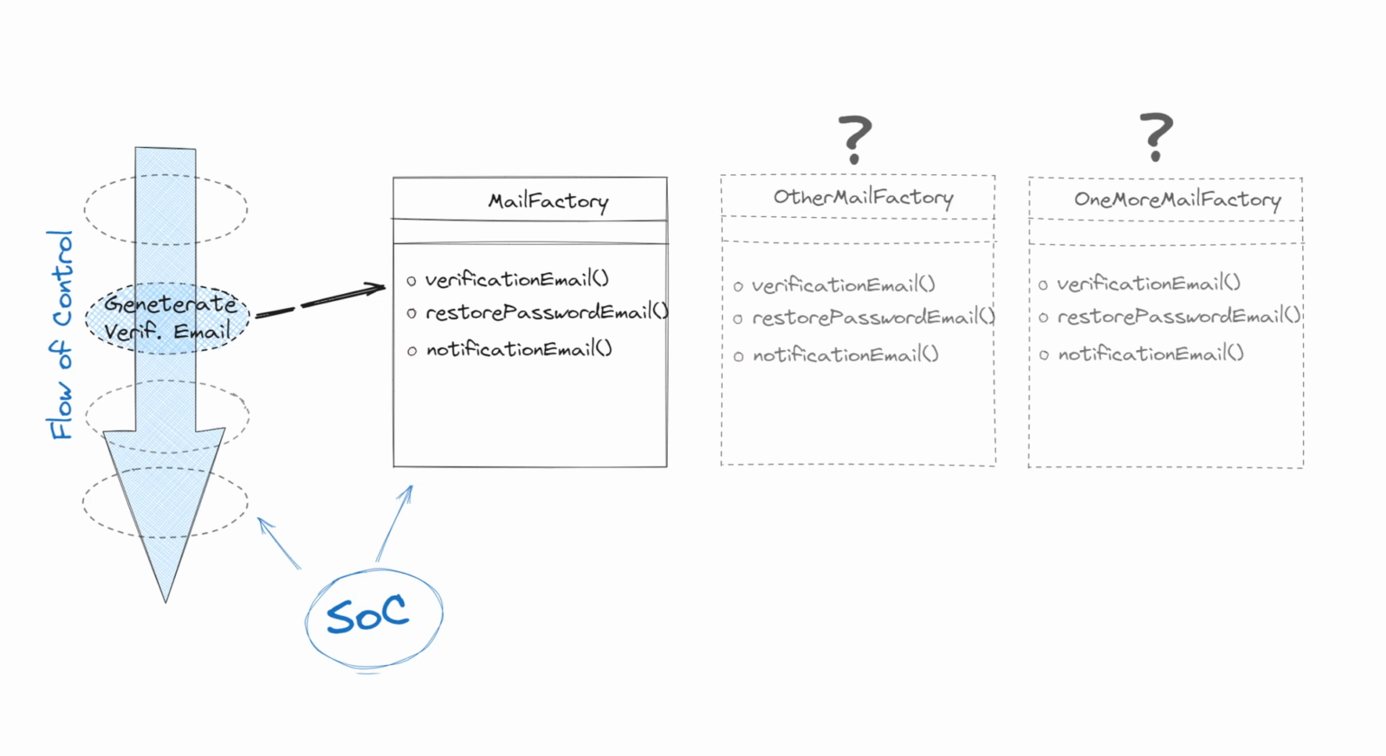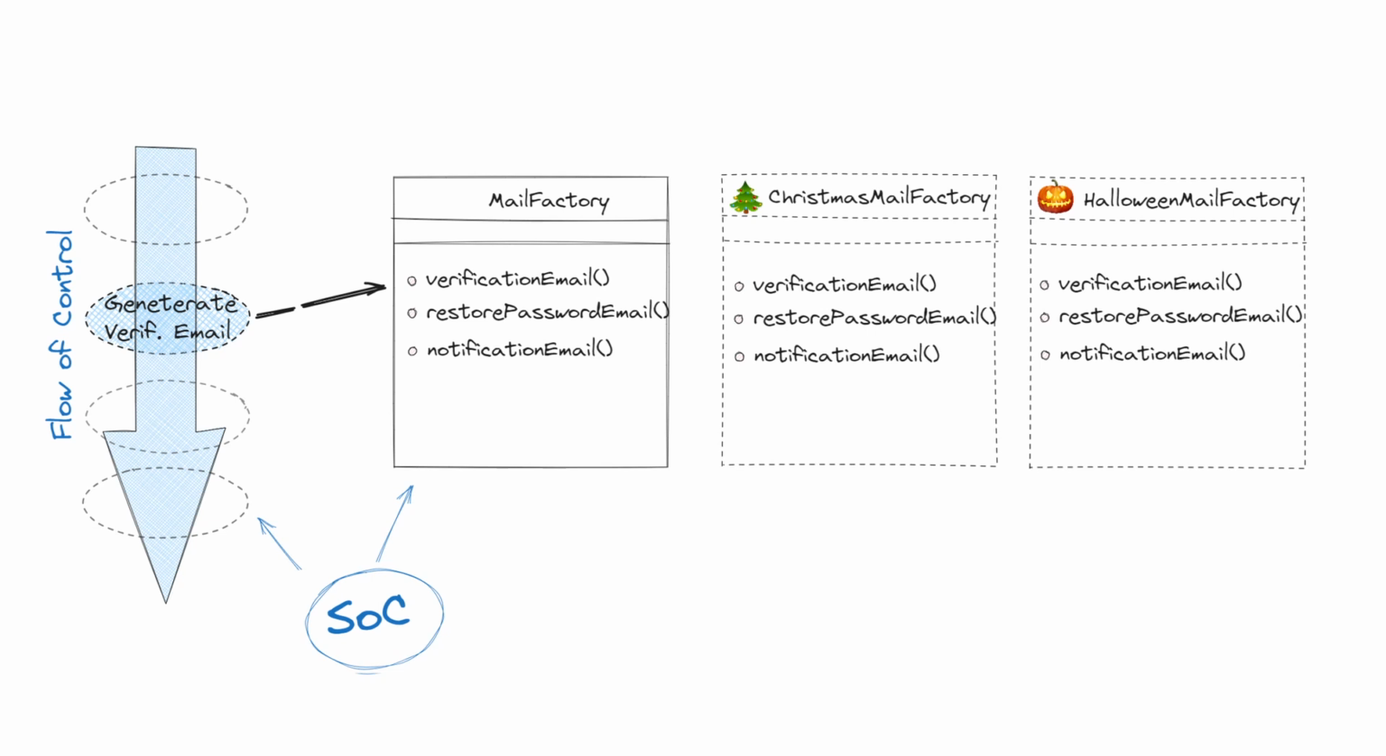Another question that you need to ask yourself: is it possible that we will need other implementations of the verification email method here? I can imagine that someday a marketing team will want to send out stylized emails for Christmas or Halloween parties. So this is why we need a family of interchangeable classes to implement variation of logic.